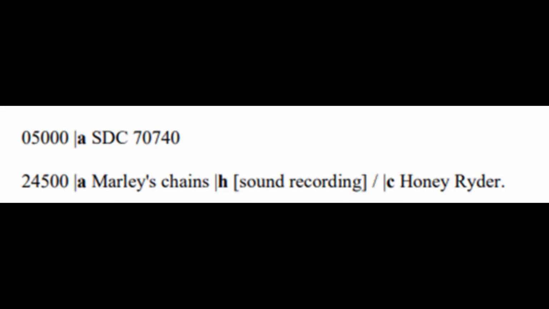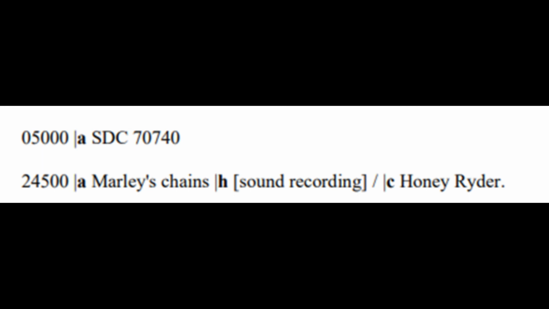And now let's proceed with our next sample, the compact disc. Specifically, we have the audio disc. So let's proceed with tag 245 with both the indicators 0. Then in the subfield code A, we have the main title Marley's Chains, and then subfield code H. There is no punctuation after the main title. You just proceed directly to the subfield code H.